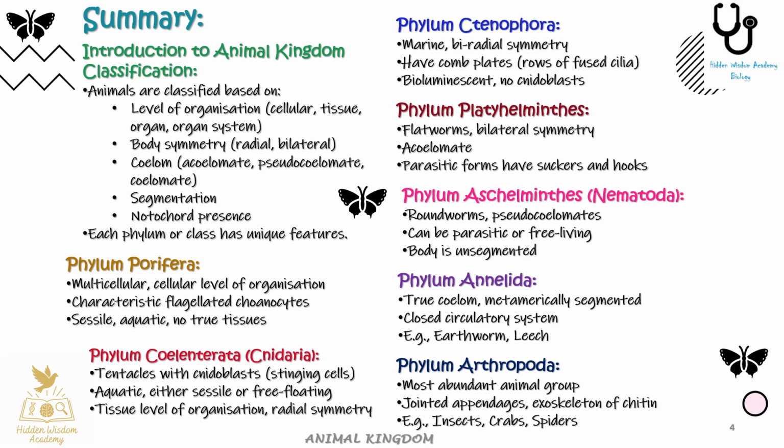Let's begin with Porifera. These are multicellular animals that lack true tissues and show a cellular level of organization. They are characterized by the presence of special flagellated cells called choanocytes.